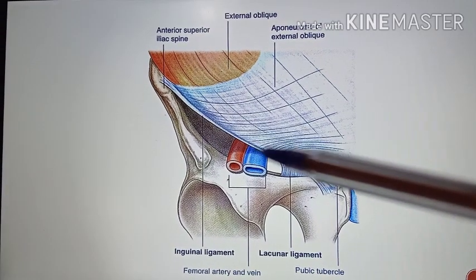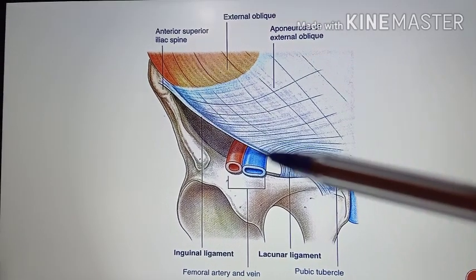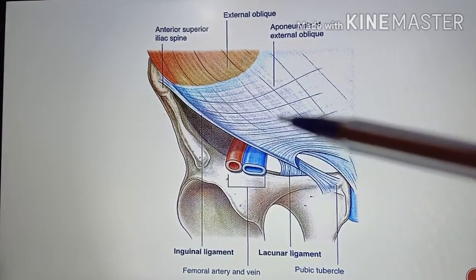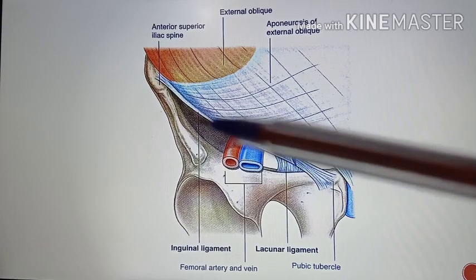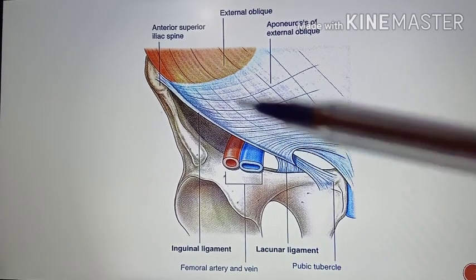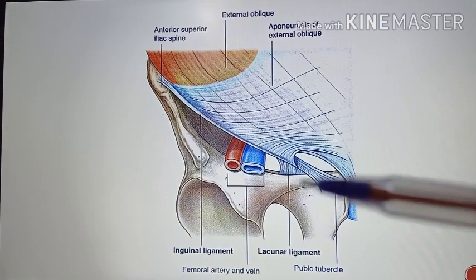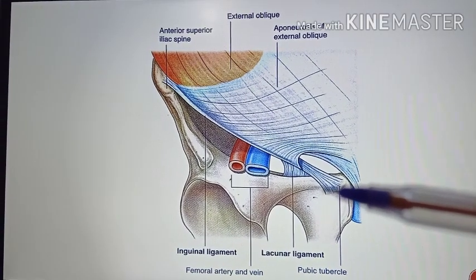So this ligament, what you are having here, this is the inguinal ligament, which is formed from the lower border of the aponeurosis. This inguinal ligament will extend from the anterior superior iliac spine up to the pubic tubercle.